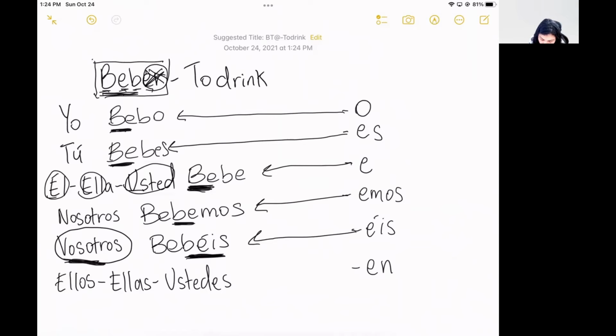The last one here is going to be ellos, ellas, and ustedes. Beben. Emphasis is here. Beben.